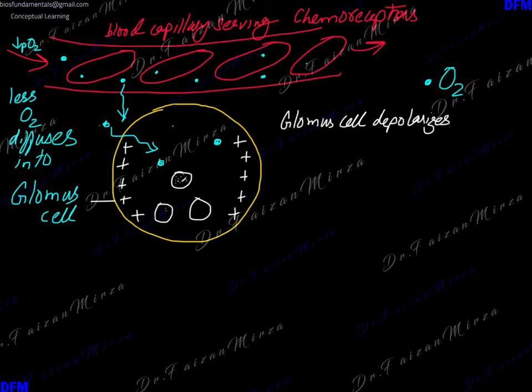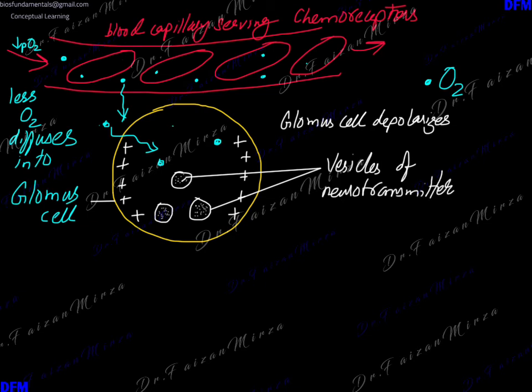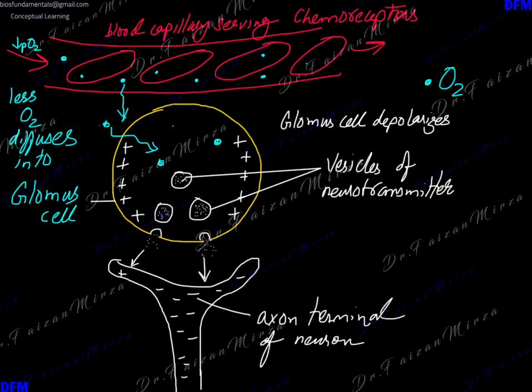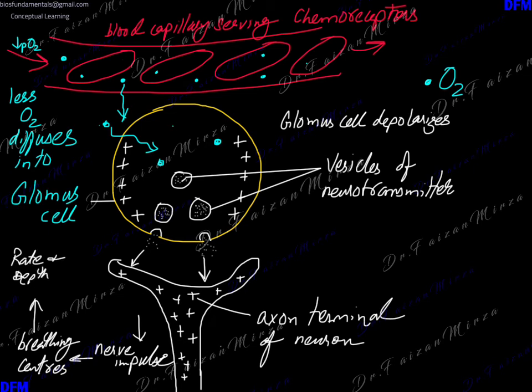When it depolarizes, it ends up releasing the neurotransmitter vesicles from inside the cells. And when the neurotransmitter vesicles are released across the synapse, the axon terminal of the next neuron becomes stimulated and it ends up transmitting the impulse ahead. So the nerve impulse goes ahead, the breathing centers are stimulated, and the rate and depth of breathing changes. So this is how oxygen is monitored by the glomus cell.